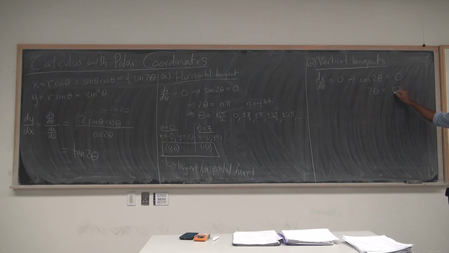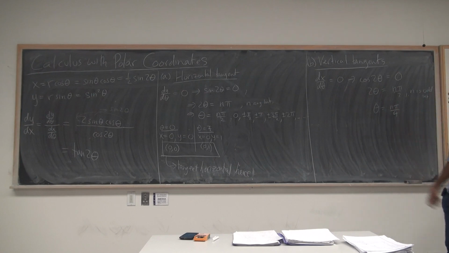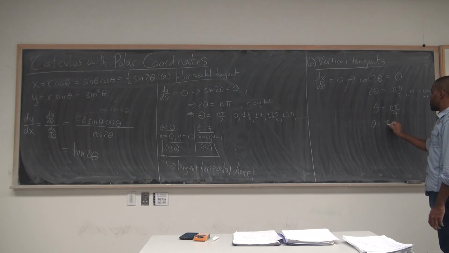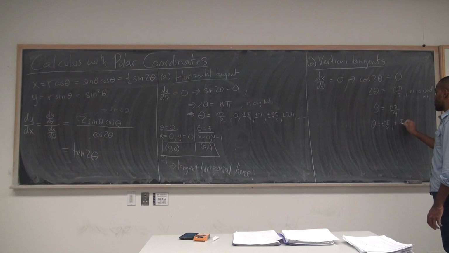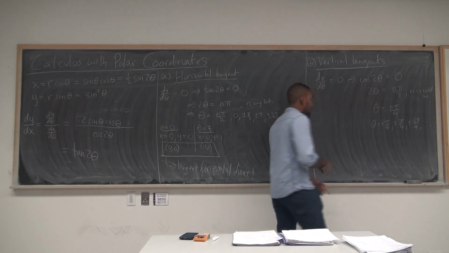N pi over 2, where n is an odd integer. So my thetas will have to be n pi over 4s, where n is odd. So my possible theta values here are plus or minus pi over 4, plus or minus 3 pi over 4, plus or minus 5 pi over 4, etc. And now I'm going to test each of those values.